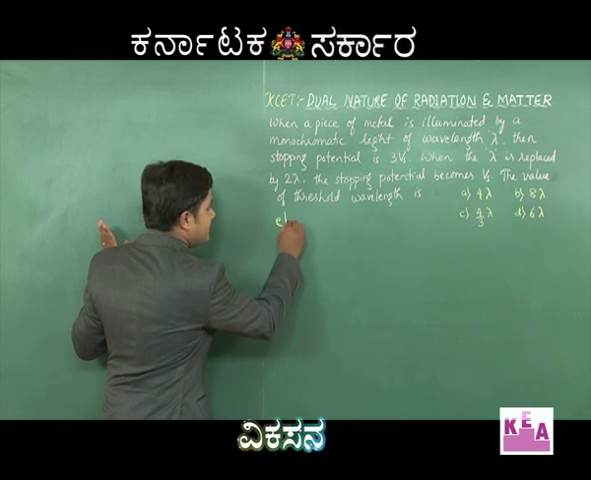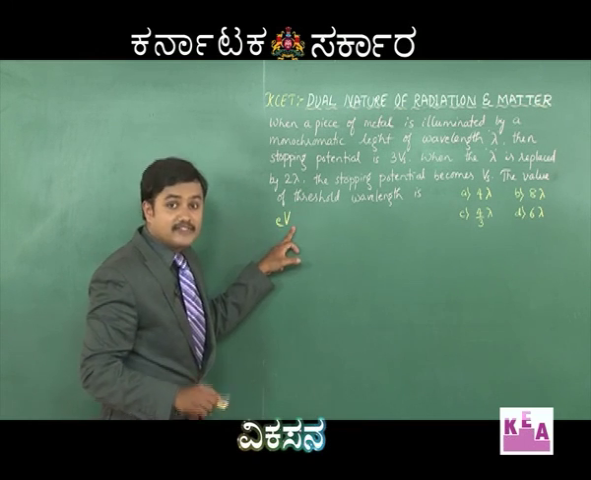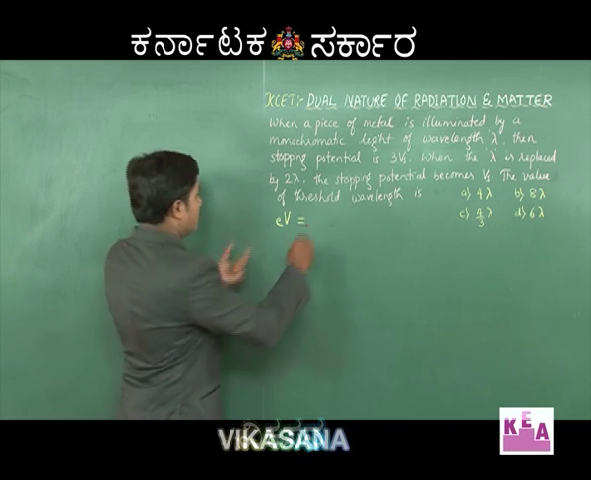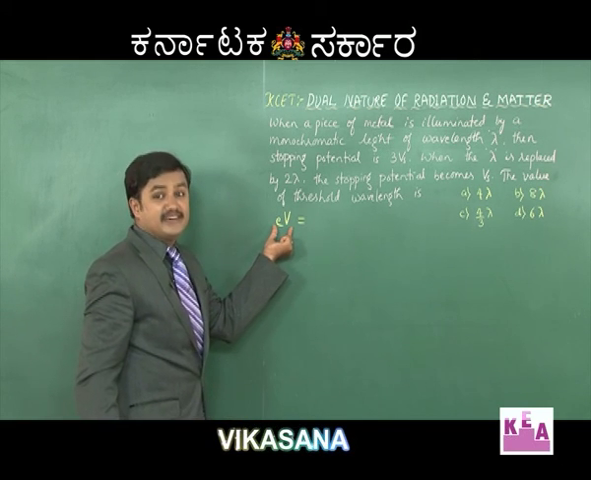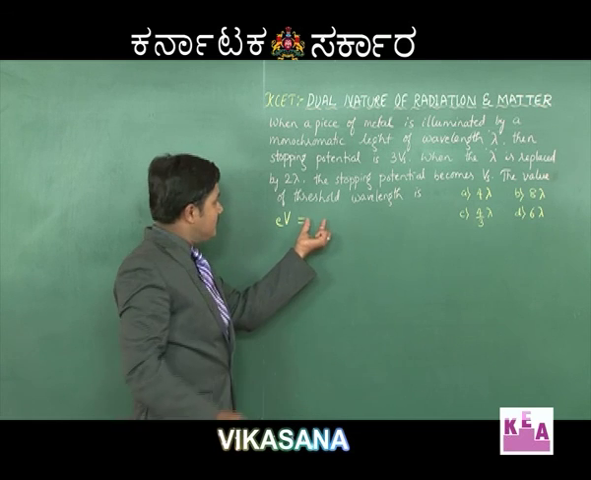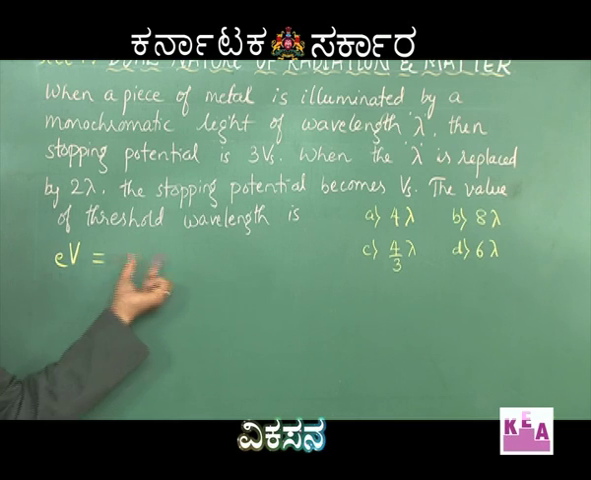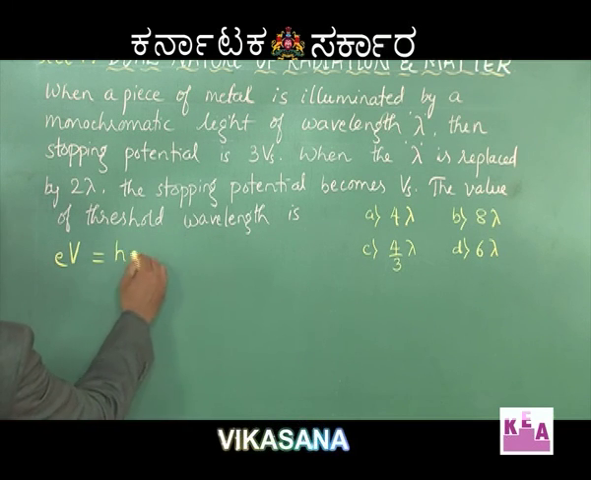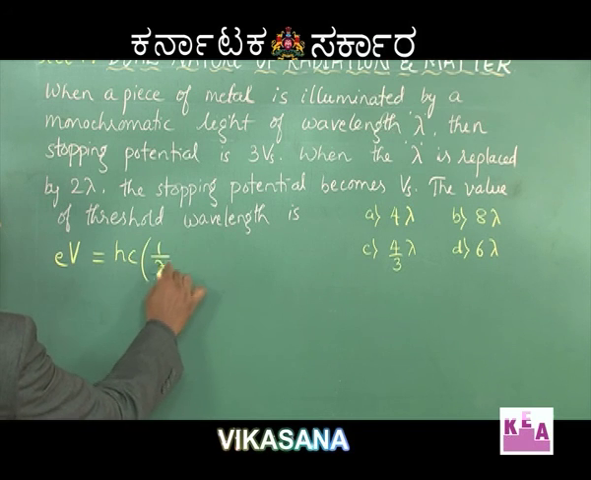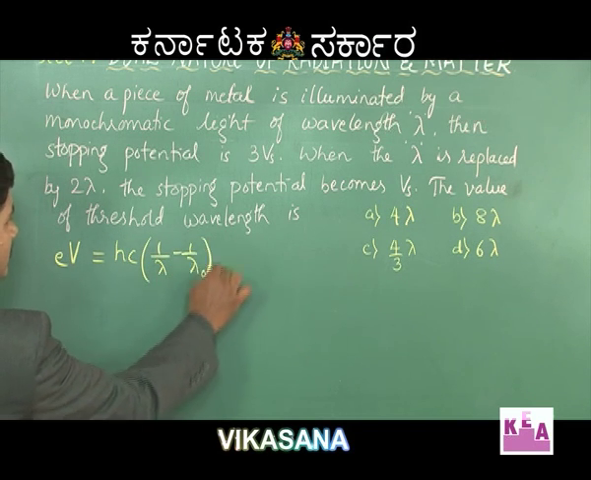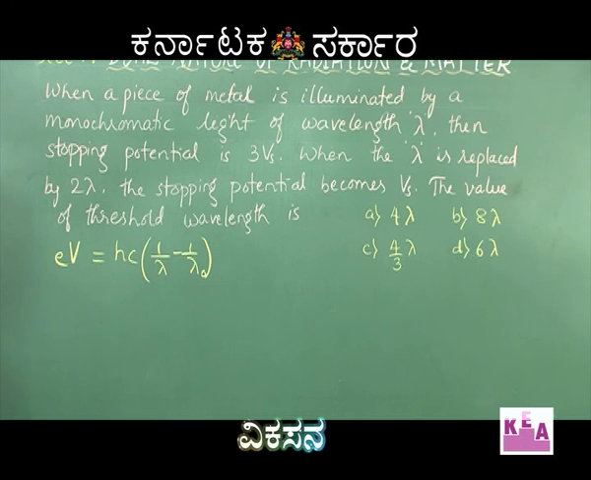So, how do I write my equation? It is eV, where V refers to the stopping potential, is equal to the maximum kinetic energy. What should I write here? Incident energy minus work function. So, hc by lambda minus hc by lambda naught. I will directly take that hc common. This is 1 by lambda minus 1 by lambda naught.